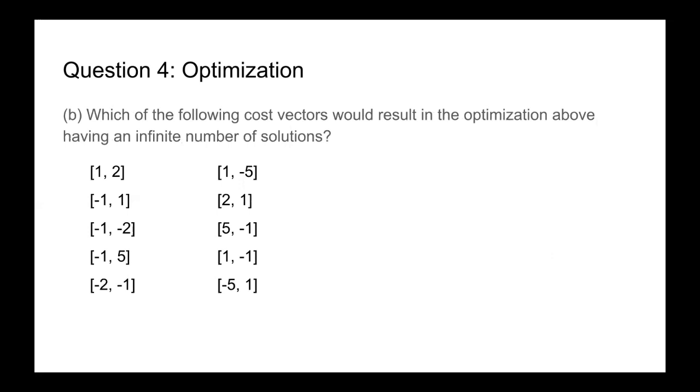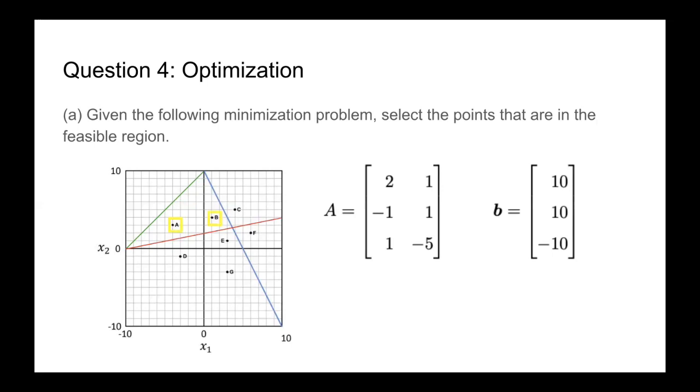Moving on to part B, which of the following cost vectors would result in the optimization above having an infinite number of solutions? So if we look at our graph here, we can see that the cost vectors need to be pointing away from the constraint lines, but also be perpendicular to the constraint lines, so that all of the points on the constraint line are going to be valid solutions, and they all have the same objective value. So then they're all optimal solutions, which means the LP would have an infinite number of solutions.